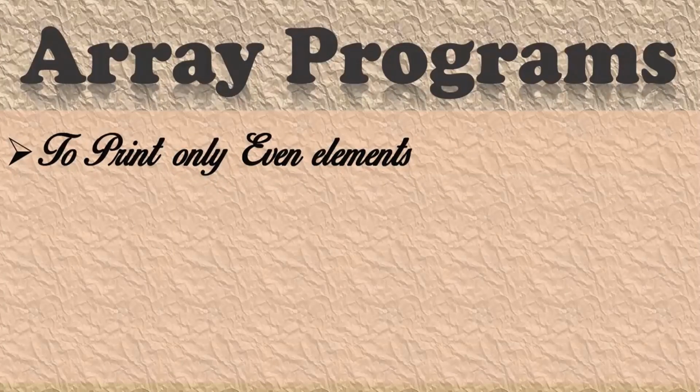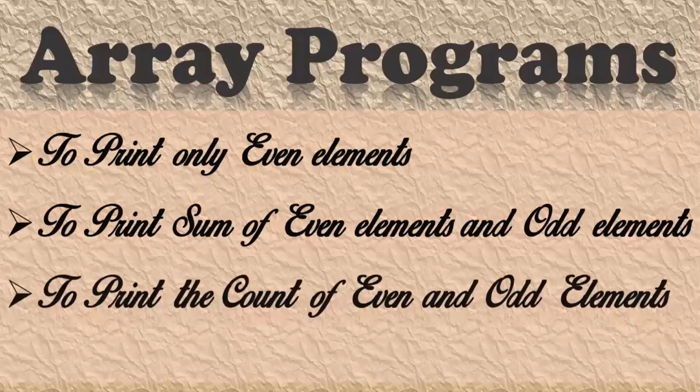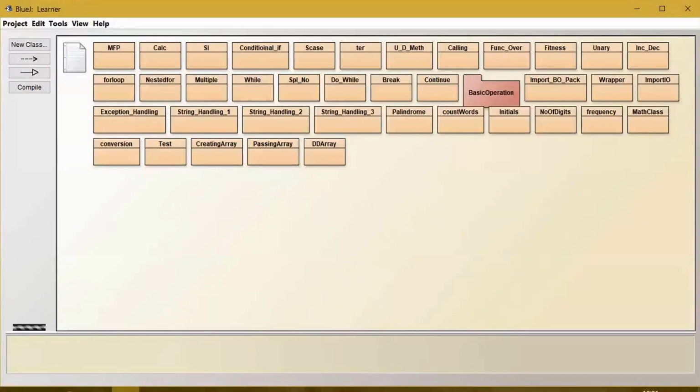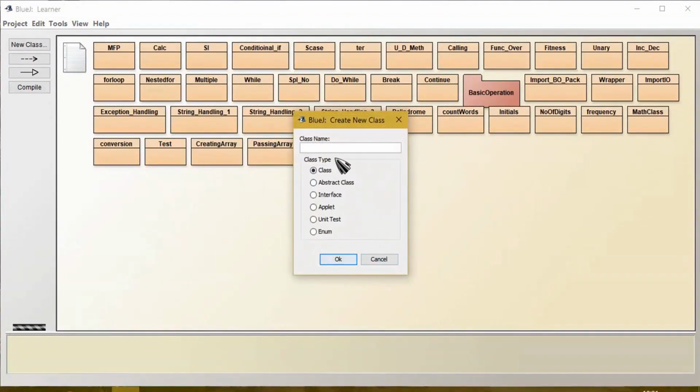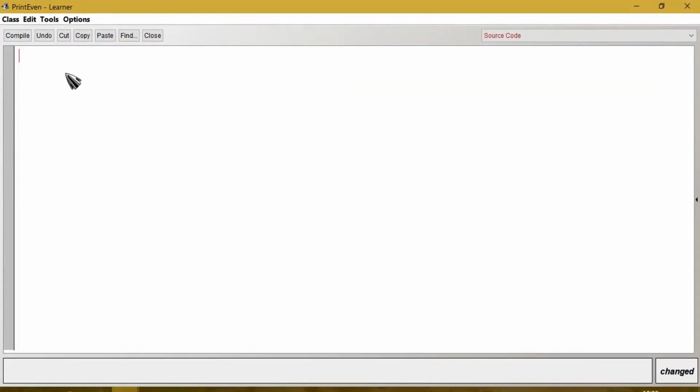To print only even elements from an array, to print the sum of even elements and odd elements, to print the count of even and odd elements, to print the smallest number and largest number from an array. Let us create a program. Print even. Import java.io.*; class PrintEven.